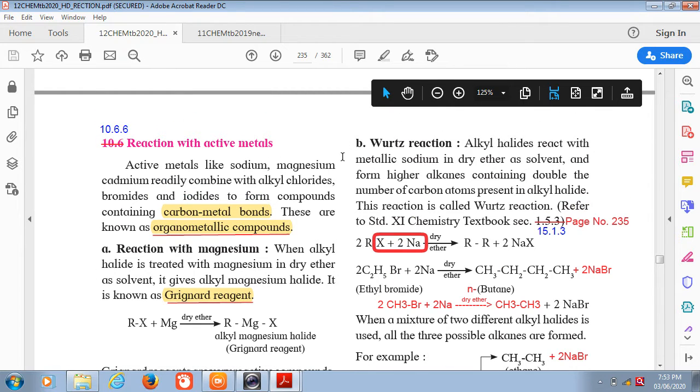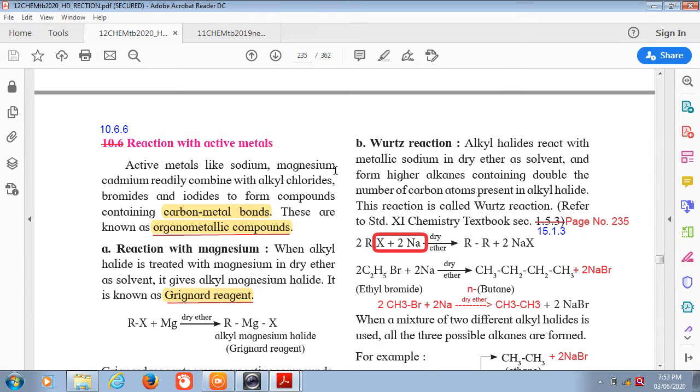So alkyl halide reacts with metallic sodium in presence of dry ether as a solvent. It gives higher alkanes containing double the number of carbon atoms present in your alkyl halide. So let us see RX. It is alkyl halide reacting with sodium metal in presence of dry ether. So this X from alkyl halide reacts with sodium and it gives 2NaX.